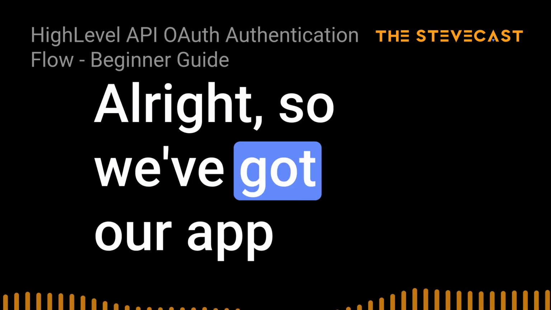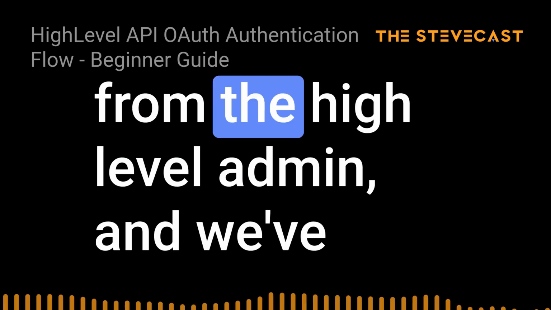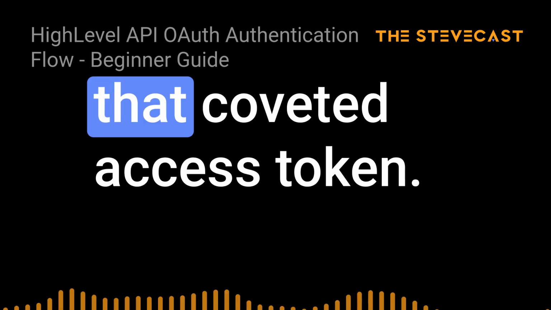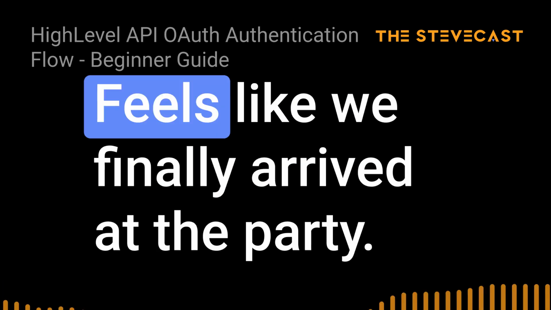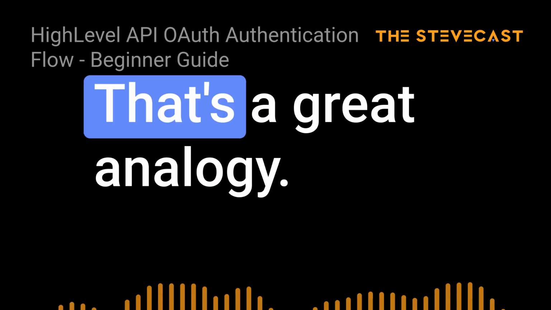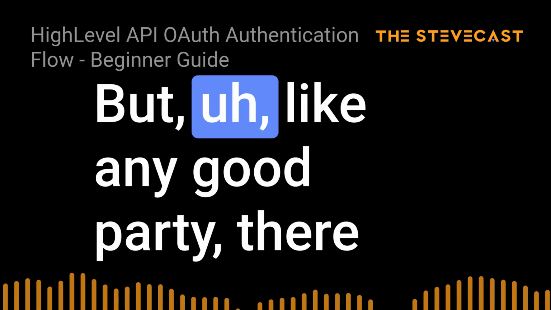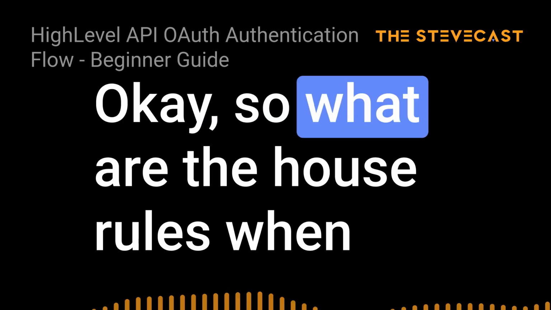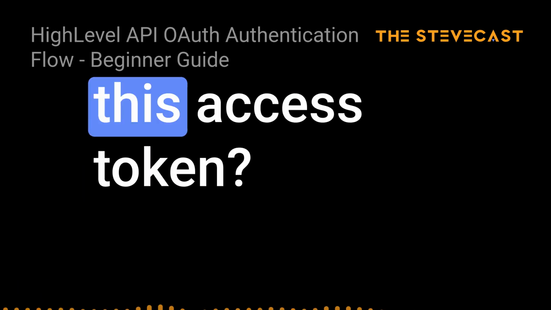All right, so we've got our app registered, we got the thumbs up from the HighLevel admin, and we've traded in our authorization code for that coveted access token. Feels like we finally arrived at the party. That's a great analogy. But like any good party, there are a few house rules we need to be aware of. Okay, so what are the house rules when it comes to using this access token?